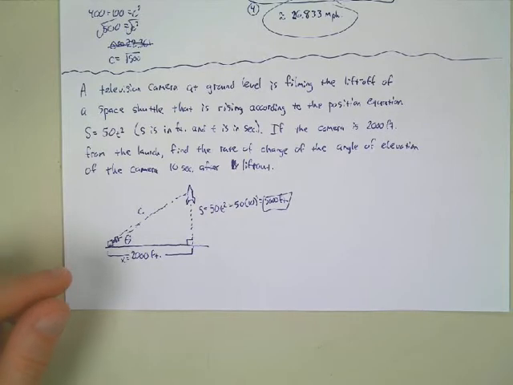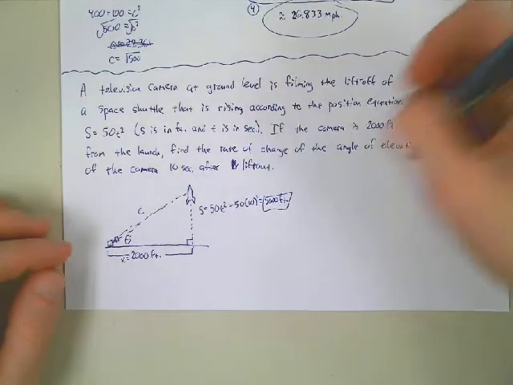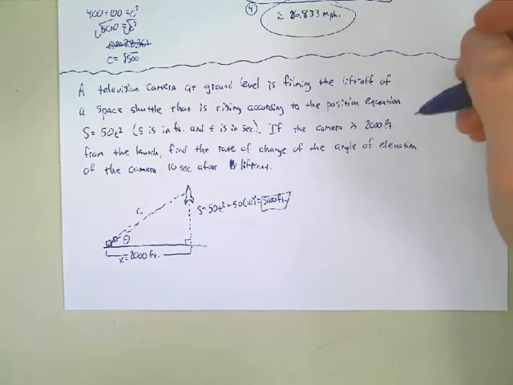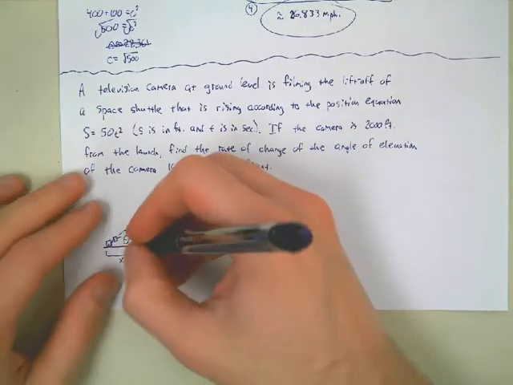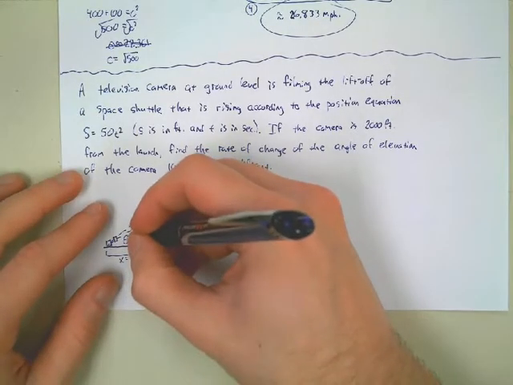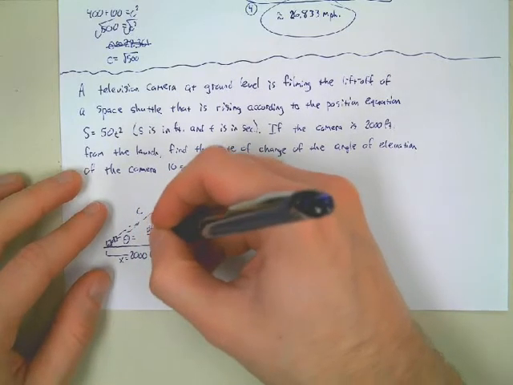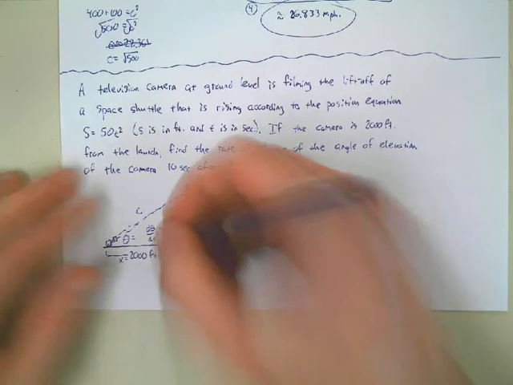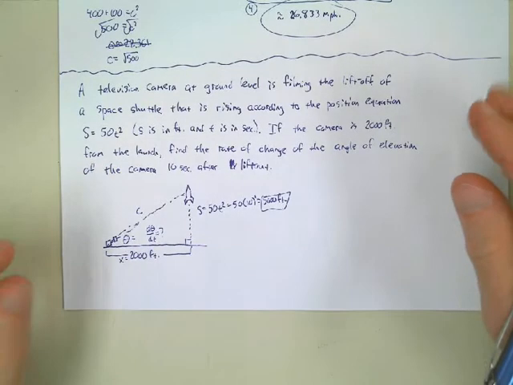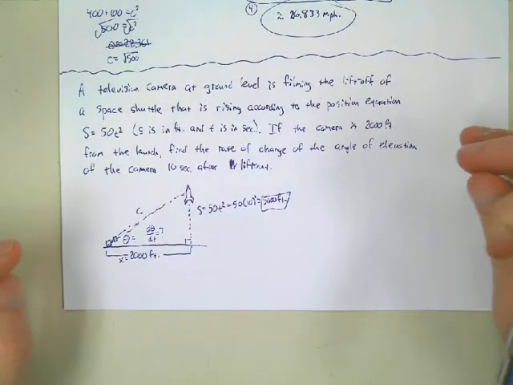So what is something that's going to relate? Remember, what are we trying to find here? The rate of change of the angle, which how would we denote that? D theta dt. So theta, we're not sure what that equals, but we're solving for d theta dt. So what relates this? Yeah, tangent. We're going to use tangent here.